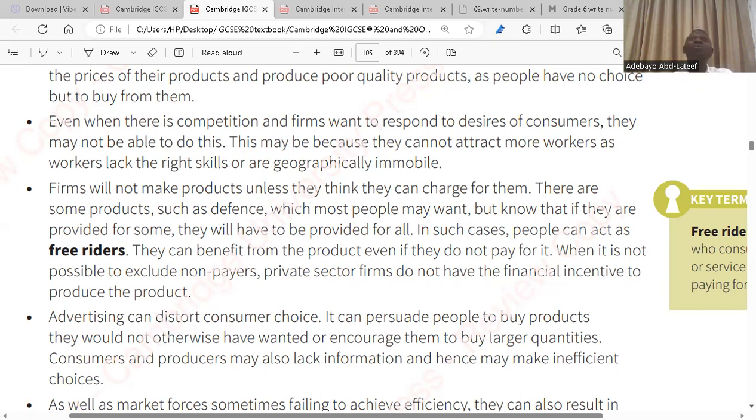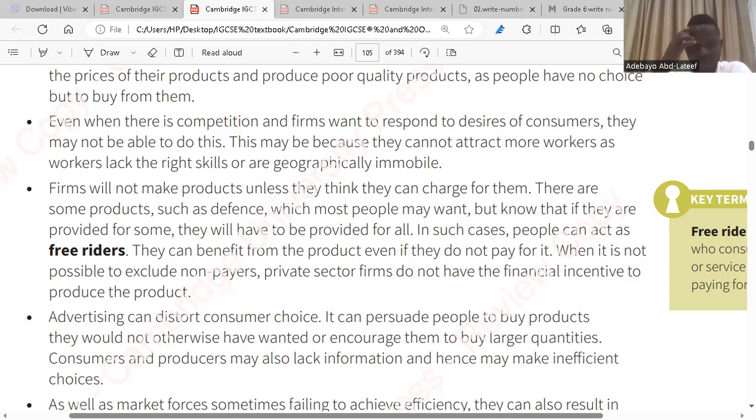You are not part of those that contributed. You are supposed to contribute, but you are not. You never contributed, but you are enjoying the benefit of what you did not contribute to. That makes you a free rider. So a free rider is an individual who enjoys the benefits of a certain product or service without contributing directly or indirectly to such product or service.